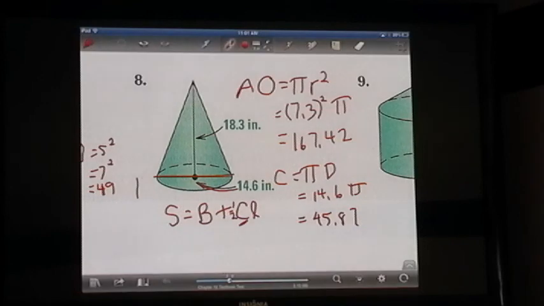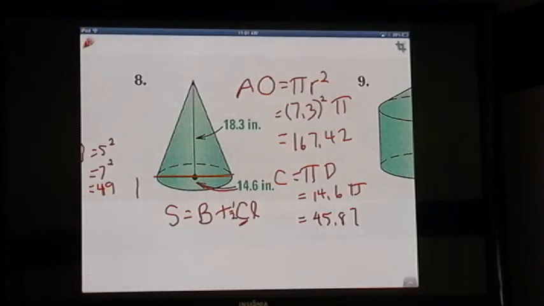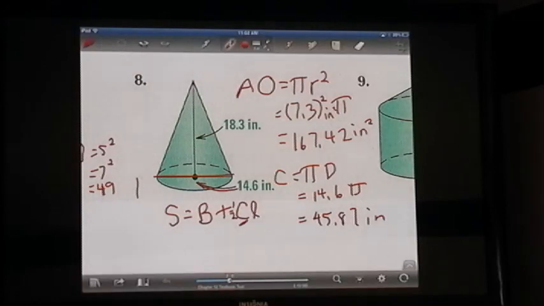Now remember, our units are inches. So inches times inches is inches squared. Our circumference here is just inches. And so we do circumference times the slant height. We don't have a slant height here, so we've got to find it. Okay, we have the height of the whole thing, but we don't have a slant height.